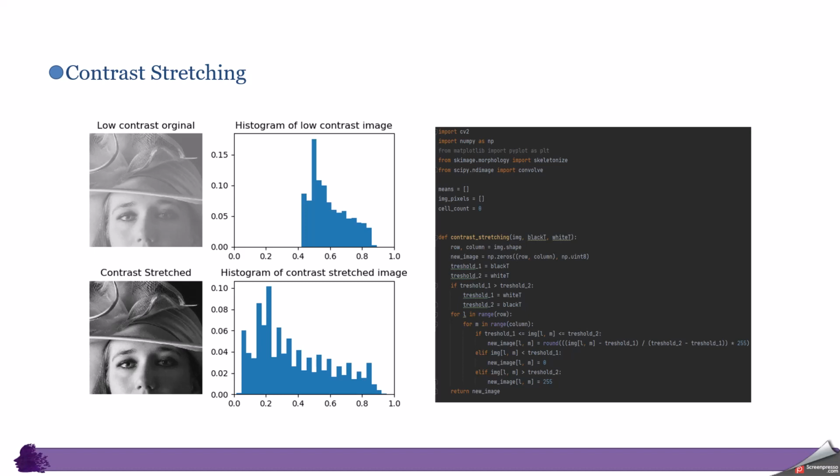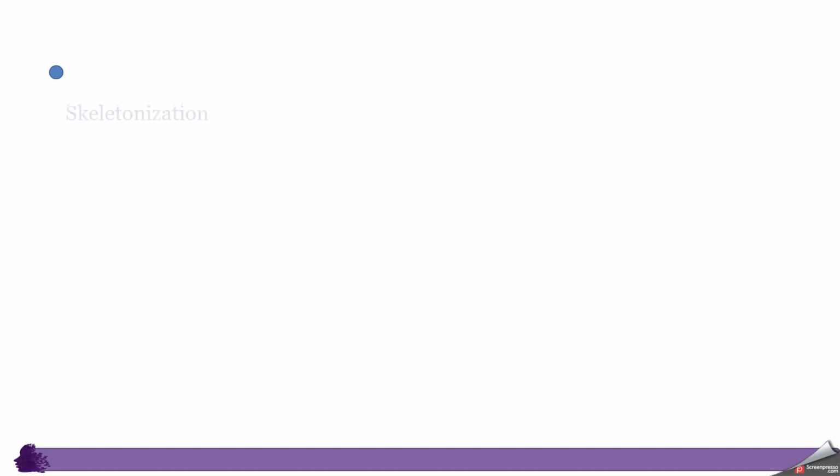Contrast stretching method is used in the Python script. This function modifies the intensity values to increase contrast. A contrast stretching function is applied to enhance the image.